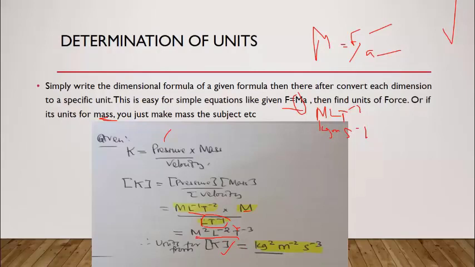Finally, you can conclude the units of K from the dimensions. The dimension M, where M is mass, automatically becomes kilograms. L is length, so it becomes meters to the power negative 2. And we have time raised to the power negative 3, so time becomes seconds to the power negative 3. Simple.